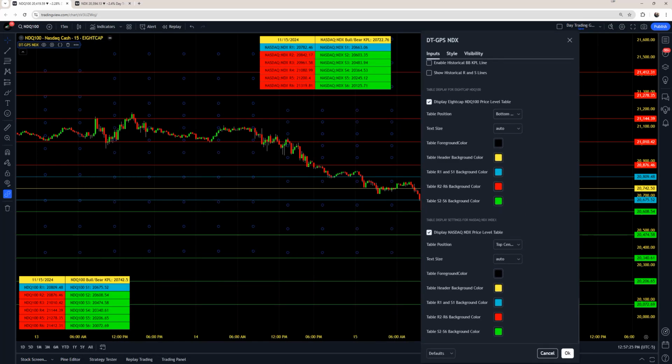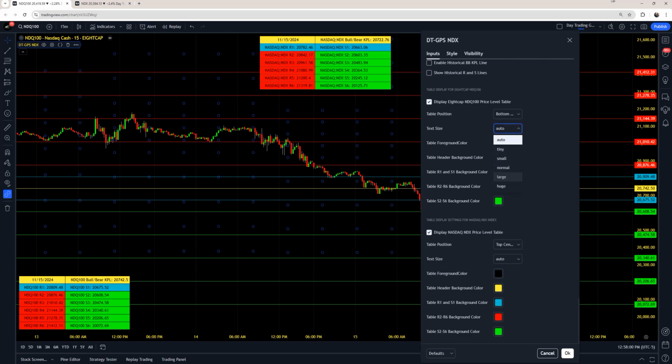The thing to keep in mind is that, as you can see here, you have a table position for each one of these. They need to be on different table positions, so you don't have the same table position for both of these table displays. They need to be in different ones. So right now this is set to bottom left and this is set to top center. Text size is on auto for both as default. That's basically the normal size.